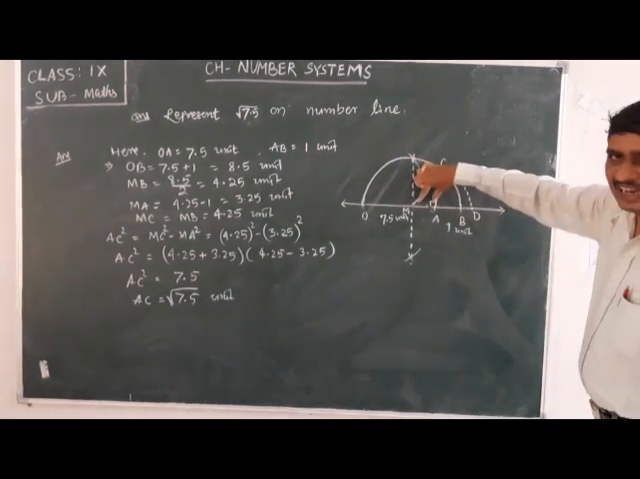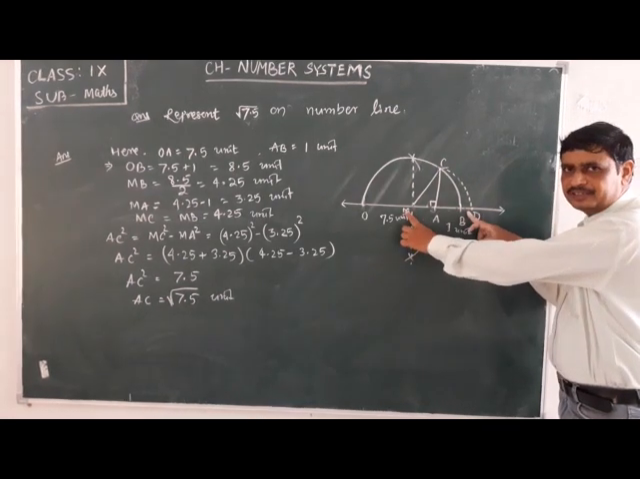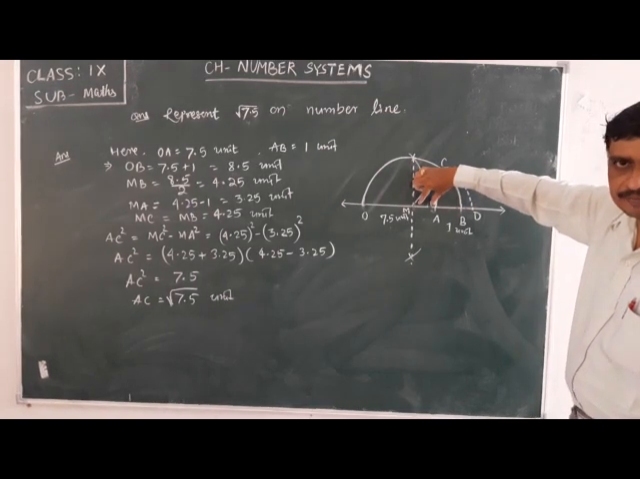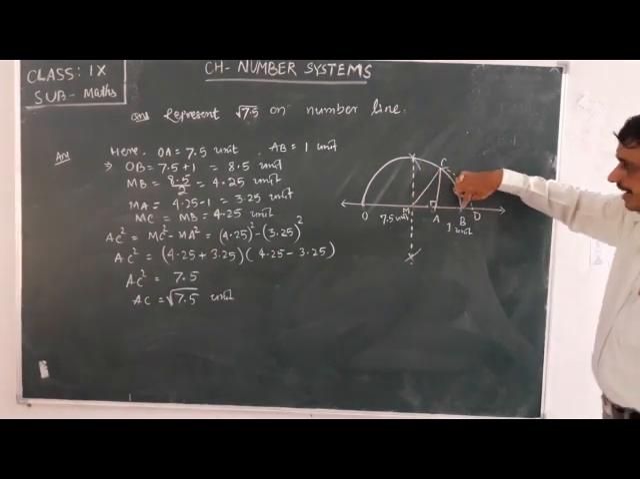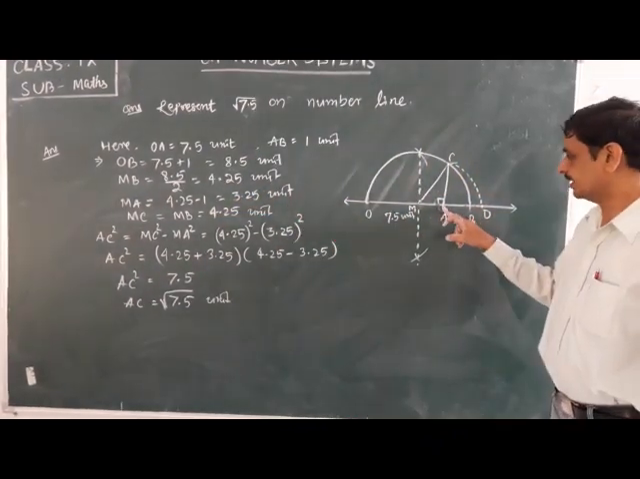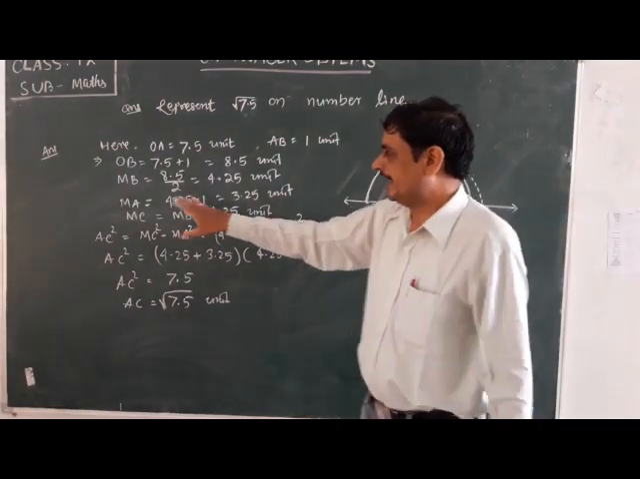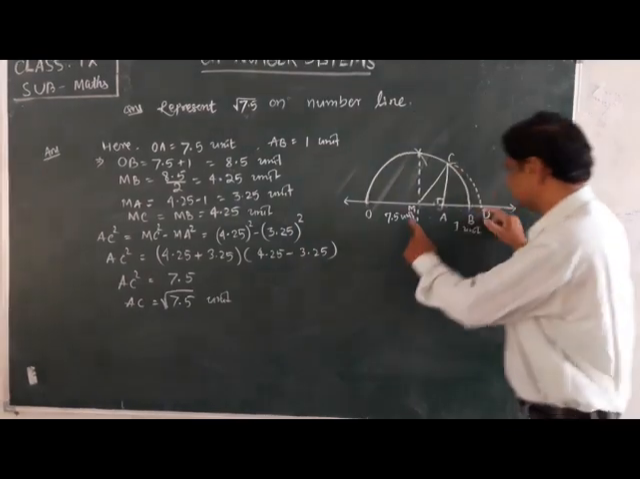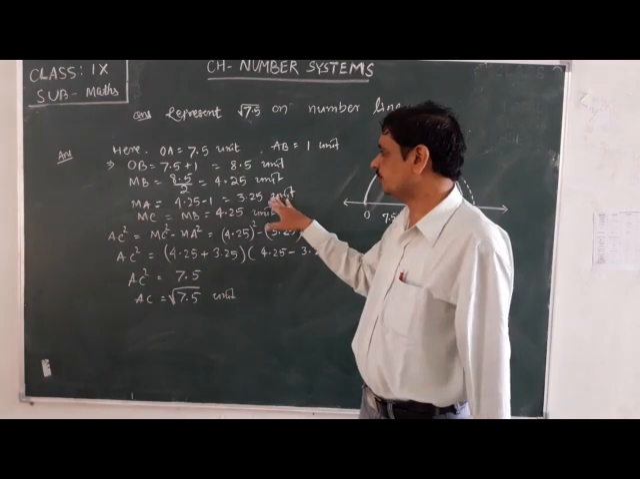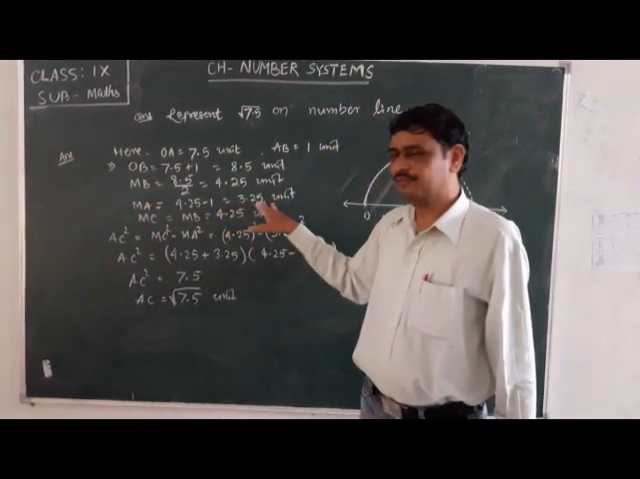Next, we can find MA by subtracting AB from MB. When AB is subtracted from MB, we will get MA. We know the length of MB is 4.25 unit, and AB is of length 1 unit. So MA becomes equal to 4.25 minus 1, which is 3.25 unit. MB is 4.25, MA is 3.25 unit.